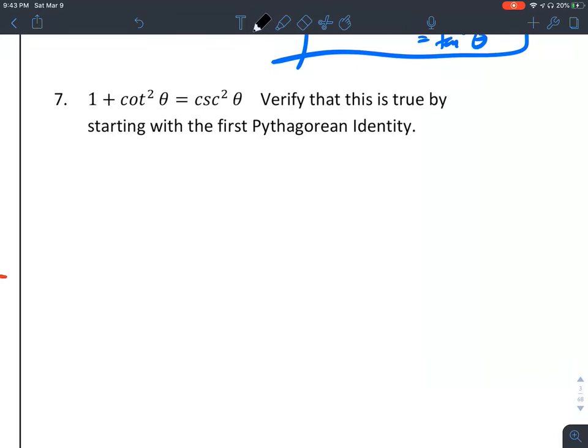Number 7, which is the third Pythagorean identity. And you don't have to know the numbers, which is first, second, and third, but there are 3 of them. 1 plus cotangent squared of theta equals cosecant squared of theta. Verify it's true using this first Pythagorean identity. So sine squared of theta plus cosine squared of theta equals 1. You can start out with cosine squared plus sine squared or sine plus cosine. Sine plus cosine is the more conventional.